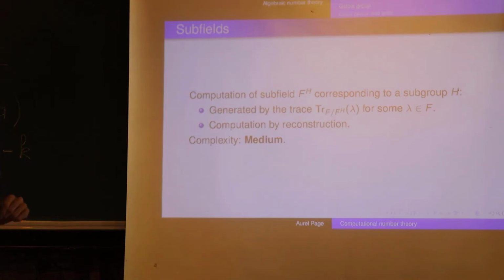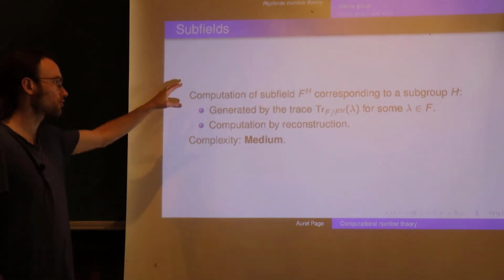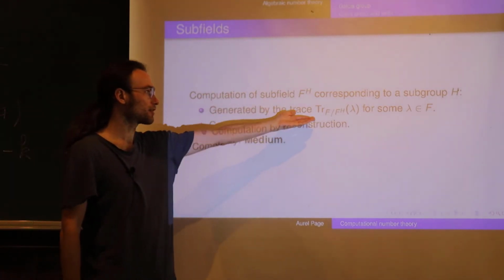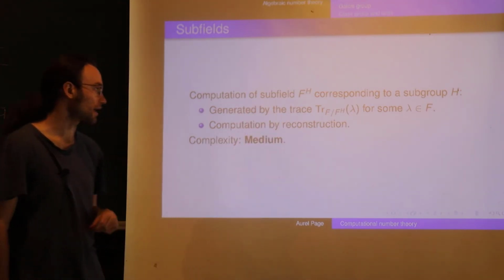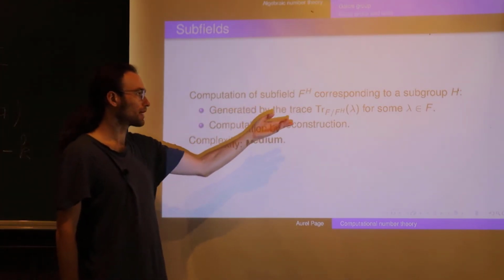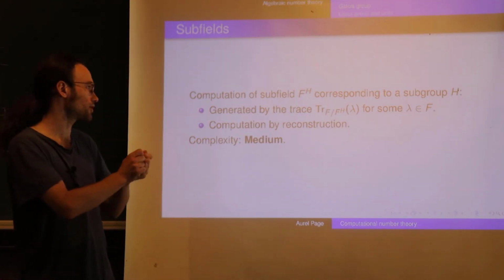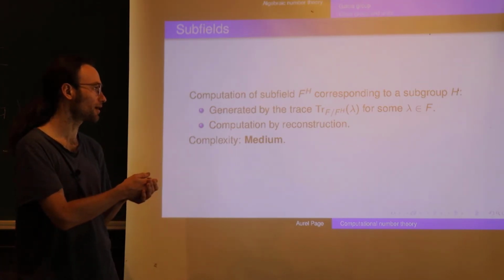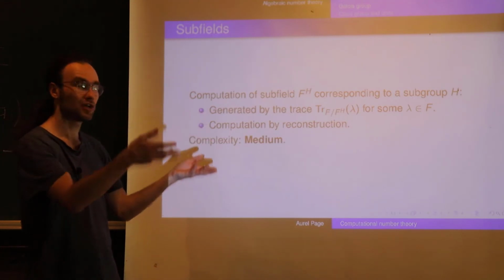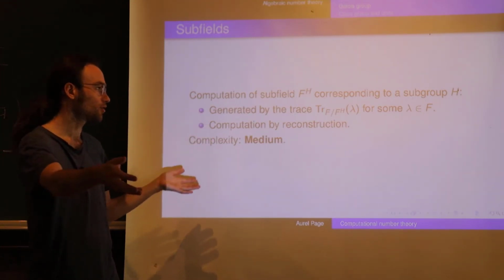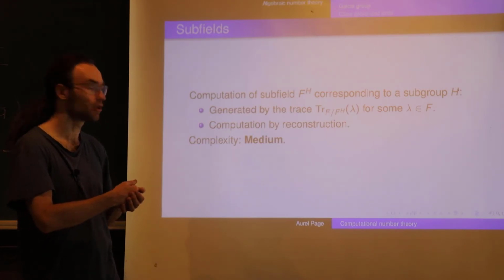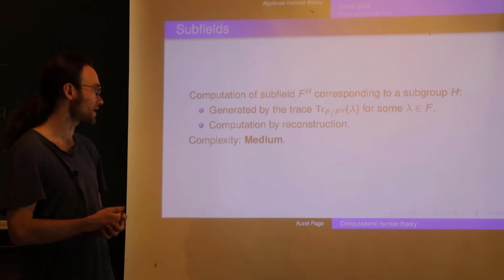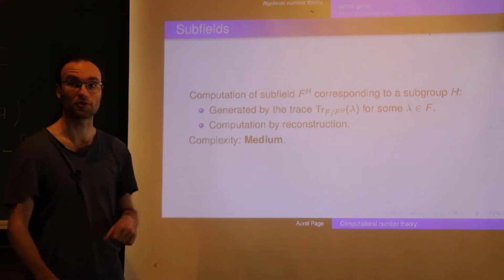Okay, for the other operations, well, computing subfields, the subfield corresponding to a subgroup, this is actually quite simple in this form. You can simply generate it by taking the trace of a certain element in F. And you can compute this trace by reconstruction. You just compute the roots of your polynomial. You apply the permutations. You construct over C or some other reconstruction, the polynomial that vanishes exactly at the corresponding elements, and you identify it as a polynomial over Z. And this is polynomial time.